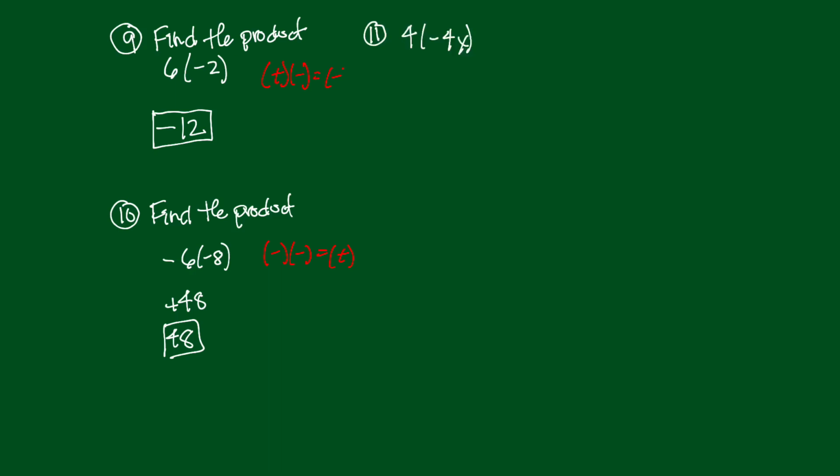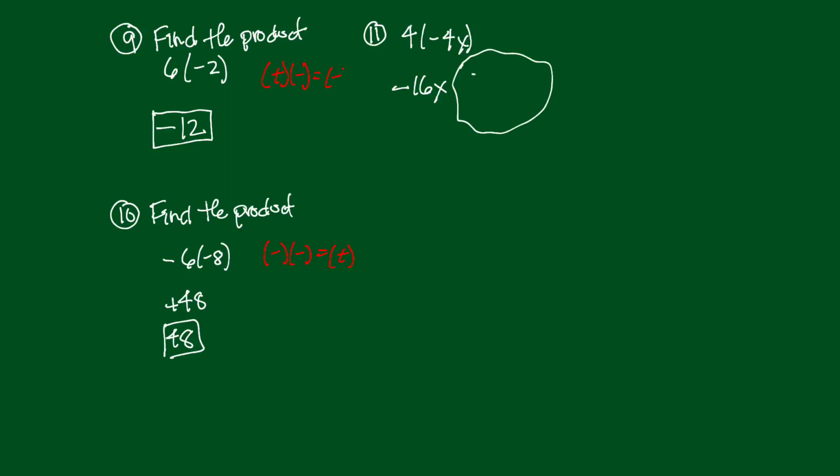Number 11, what we're going to do is multiply 4 into negative 4x. So I'm going to see it like this. I see a positive number here times the negative number here. So I'm going to get negative, positive times negative is negative, I'll get negative 16x. Now let's just go a little bit further and see why this works.